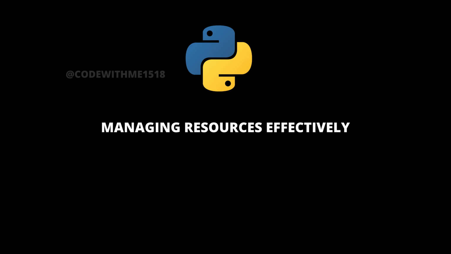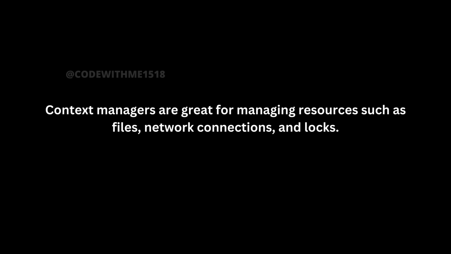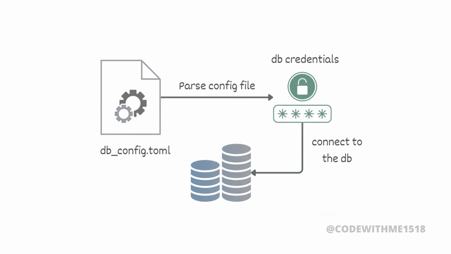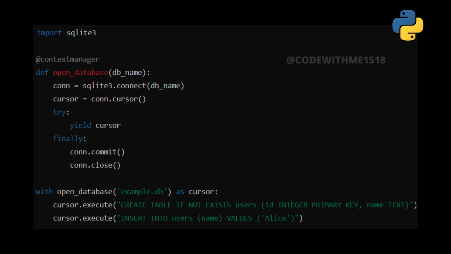Finally, let's talk about managing resources effectively. Context managers are great for managing resources such as files, network connections, and locks. Here's an example of using a context manager to manage a database connection. In this example, the open_database context manager ensures that the database connection is properly committed and closed, even if an exception is raised. This helps prevent resource leaks and ensures that your resources are managed efficiently.